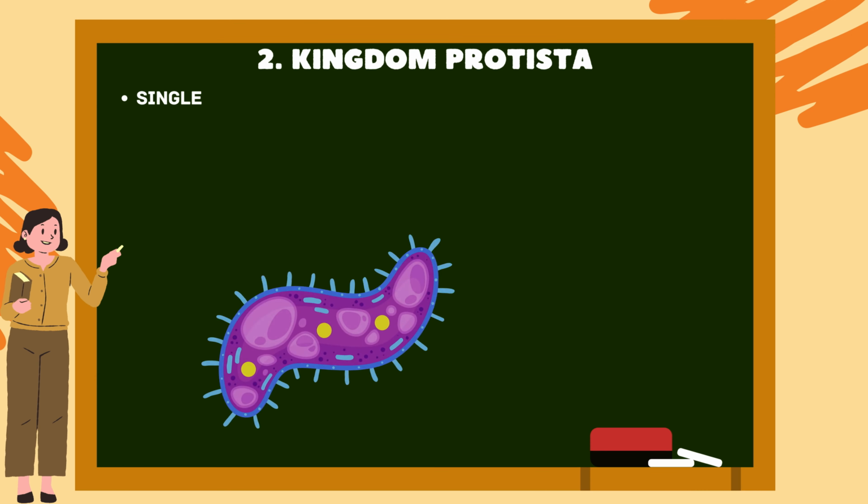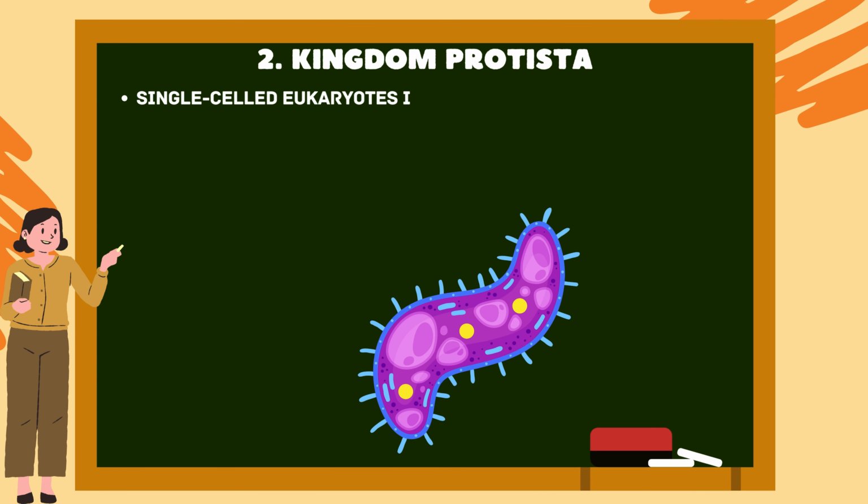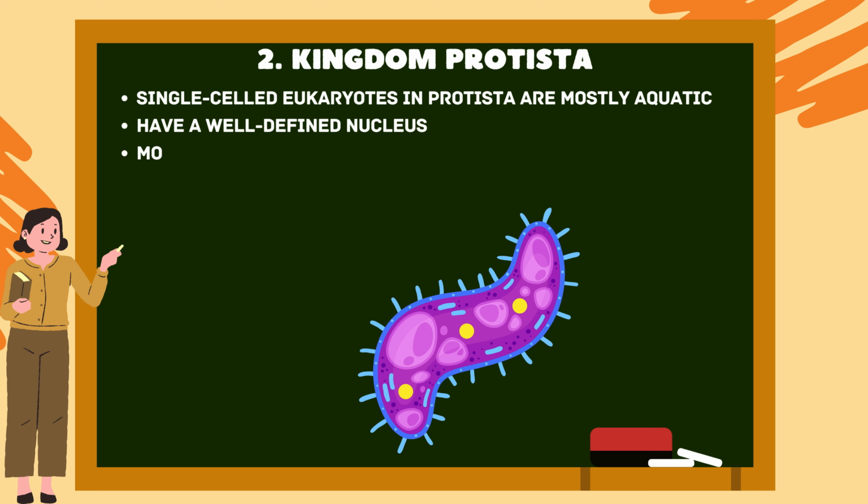Now discussing the second, Kingdom Protista. Single-celled eukaryotes are placed under Kingdom Protista. They are mostly aquatic in nature. They are found to be unicellular eukaryotic organisms. They have a well-defined nucleus that is surrounded by a nuclear membrane.